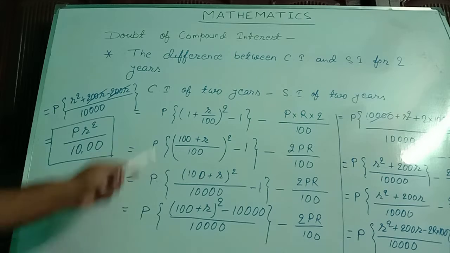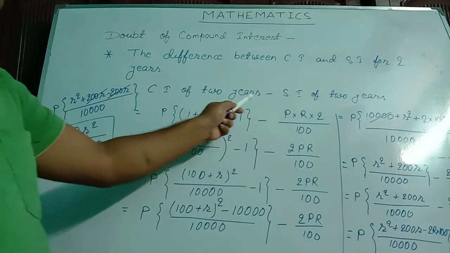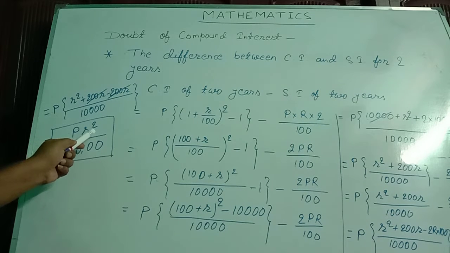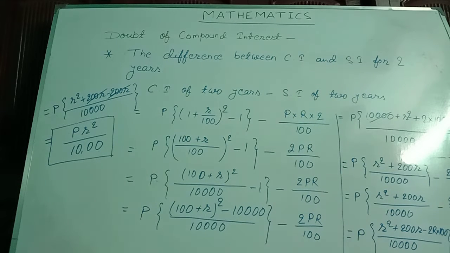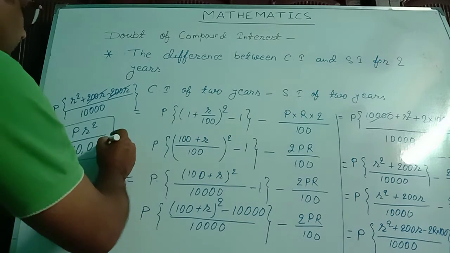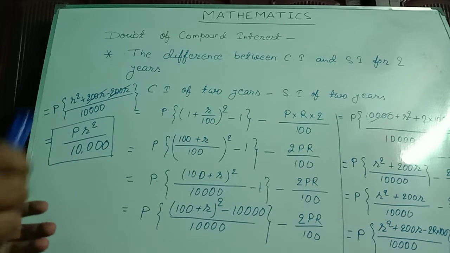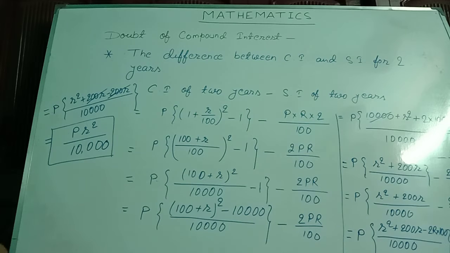So we say CI of 2 years minus SI of 2 years equal to principal into square of rate of interest by 10,000. This formula we are going to use to solve the questions those are given in your book.